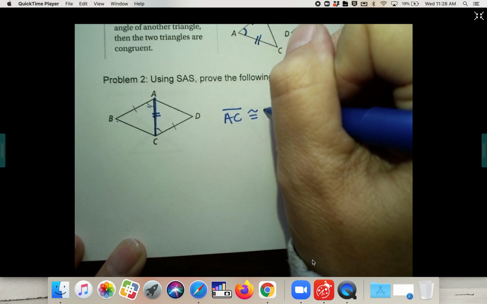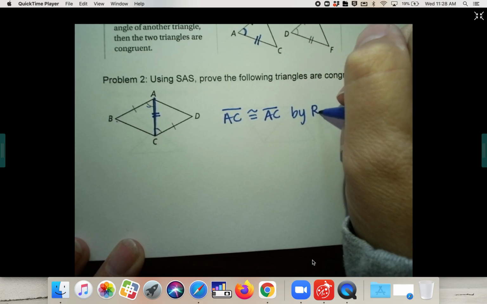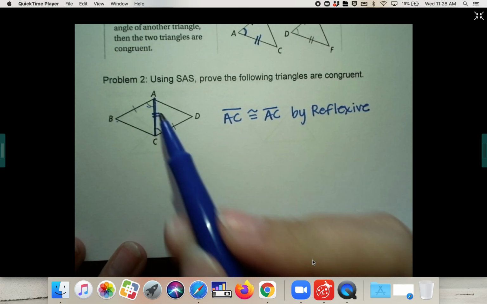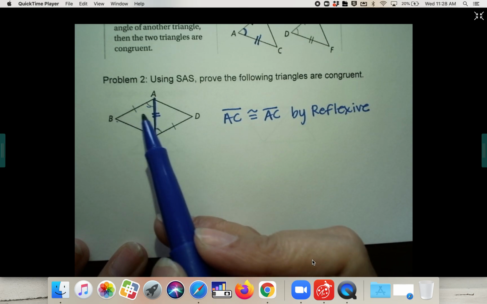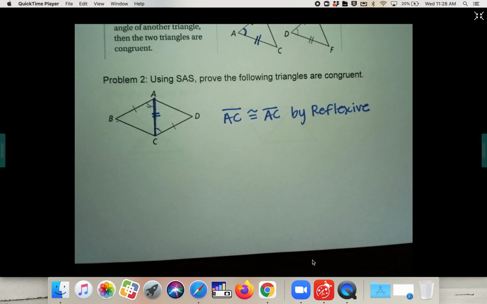And again, the reason we know AC is congruent to AC is because of reflexive, anything congruent to itself. And now that we have that marked up, what you notice is the angle is between the 2 sides, or included. Sorry, it's the included angle. I need to start saying the right word.